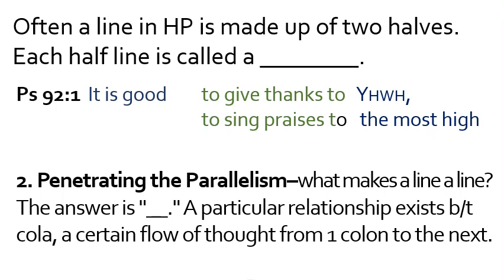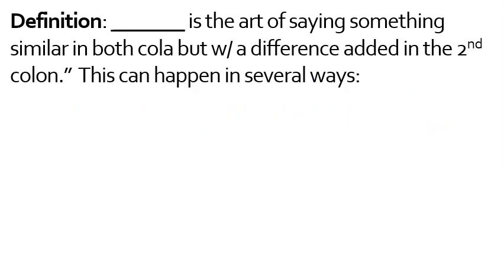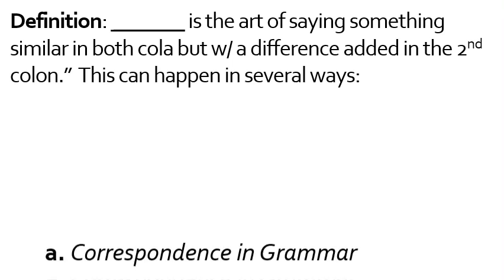And then Most High can take on even greater meaning. He is the king over all reality, He is the most valuable thing in my heart. So there is a flow of thought from one colon to the next. So here's a definition of parallelism. Parallelism is the art of saying something similar in both cola, both parts of the line, but with a difference added in the second colon. This can happen in several ways. I'll give you several different examples.